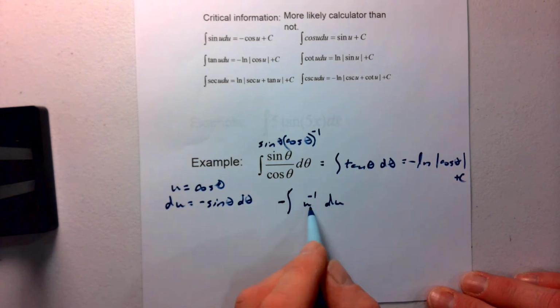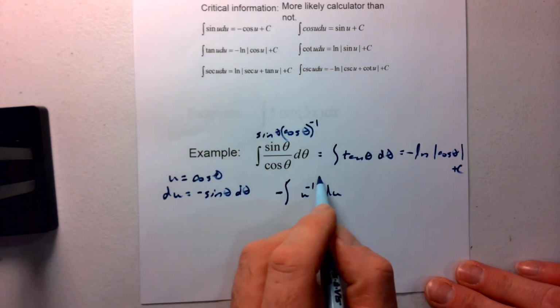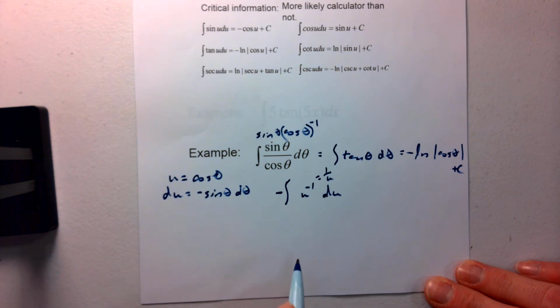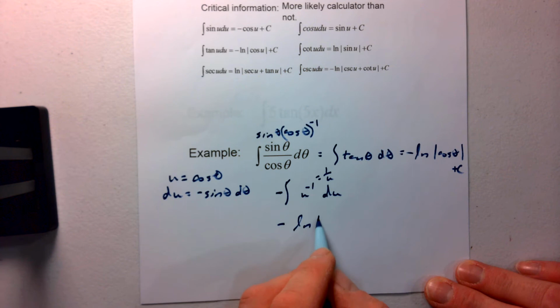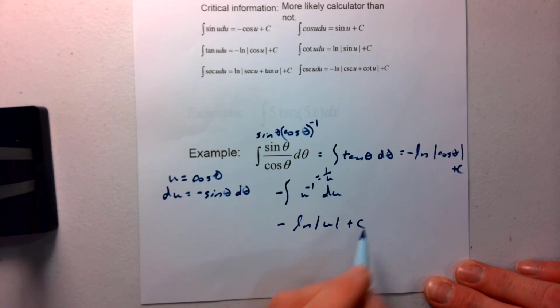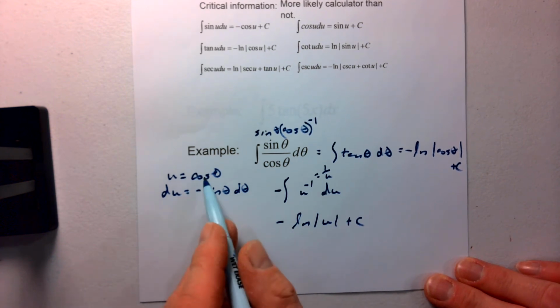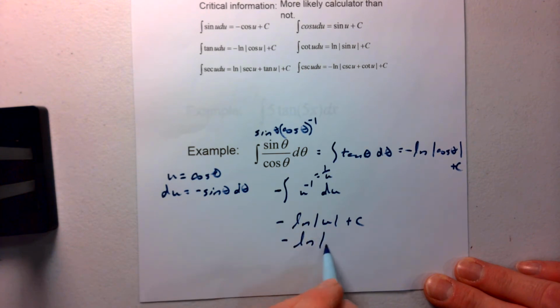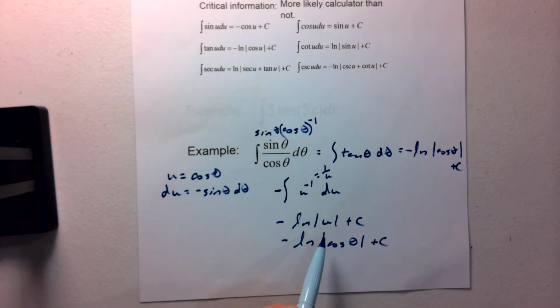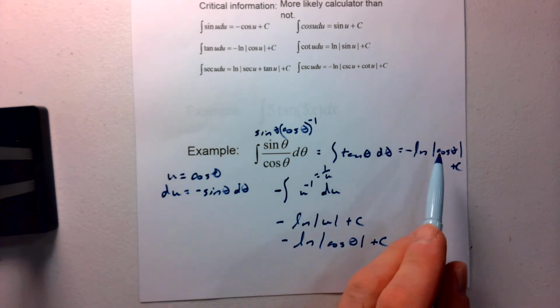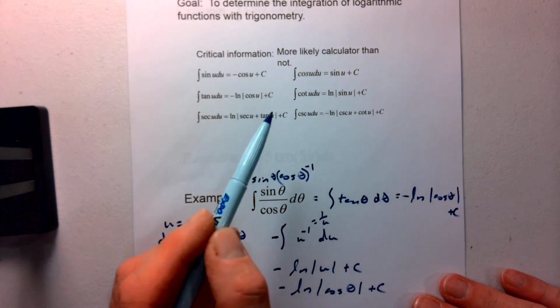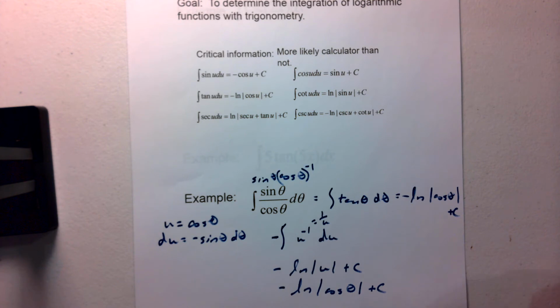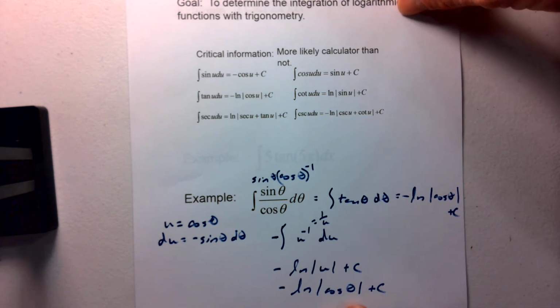Well, what is that? u to the negative first may look a little better if we looked at 1 over u. And 1 over u, we should remember, is the natural log of the absolute value of u plus c. But our u is actually the cosine of theta. So we have the negative natural log of the cosine of theta plus c. So we have the answer here, and look at that, we just had it right here. So again, we can remember these rules, or we can use some u substitution to come up with what those values are.